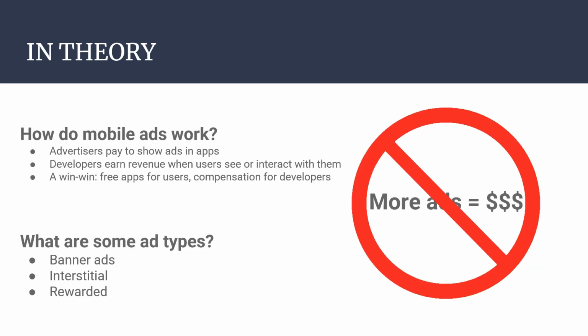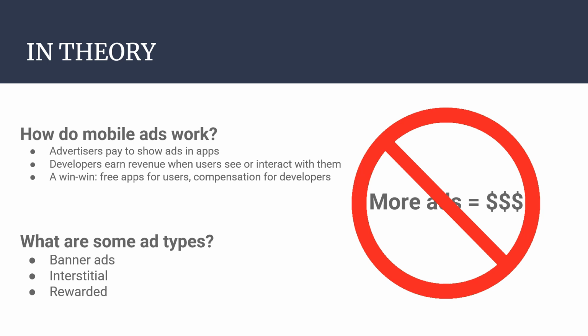So how do mobile ads work? We all know developers pay to show ads in apps. Developers earn revenue when users see or interact with them, and this is good for both parties, right? We have free apps for users and compensation for the developers.